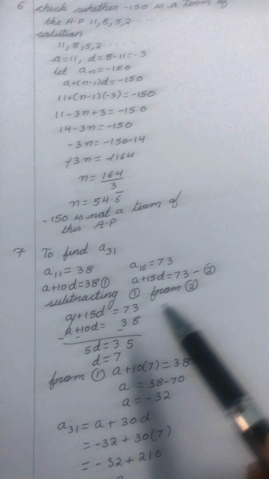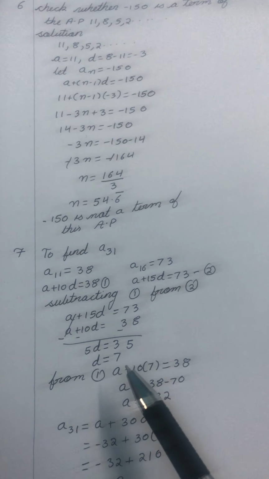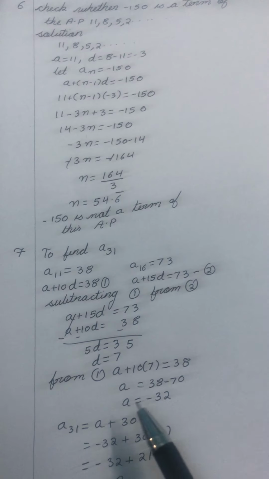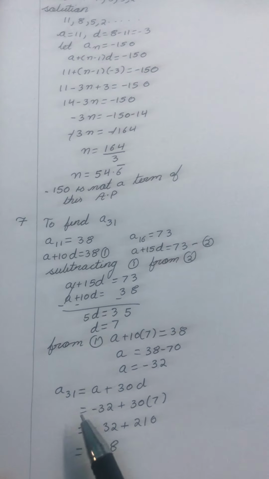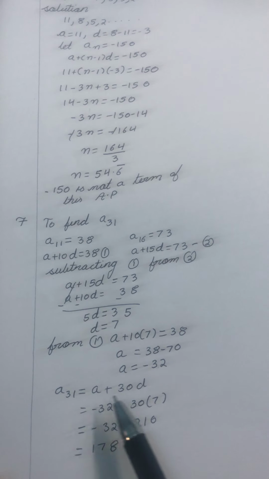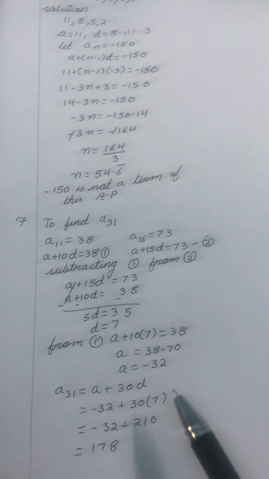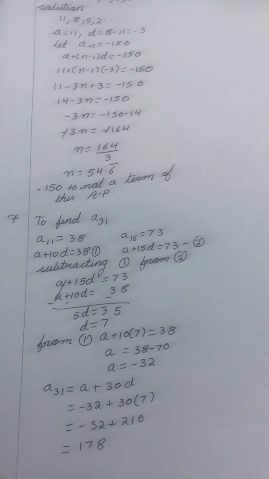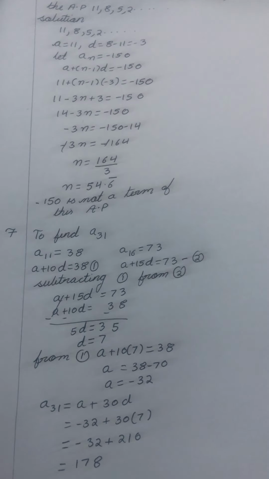Subtracting 1 from 2, we get the value of d. Then we find the value of a. To find the value of a, we substitute the value of d in equation 1. So the value of a has come minus 32, and then we have to find the 31st term. a31 equals a plus 30d, applying the general term formula. When we substitute the values of a and d, we get the 31st term as 178. So the 31st term of this AP has come 178. Please note this down.